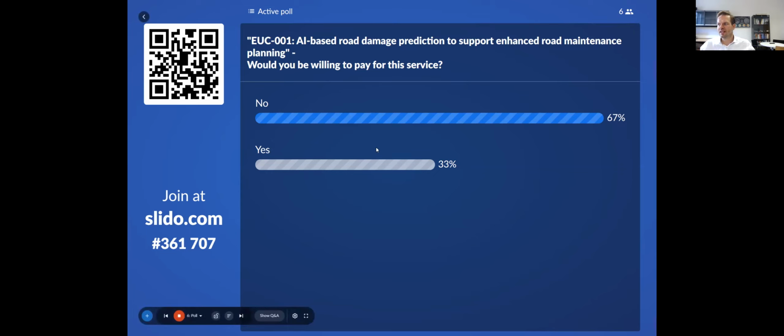So here we now get the answer more no, which might also mean that the data simply is not relevant for one as a driver on the road, which is also clear.